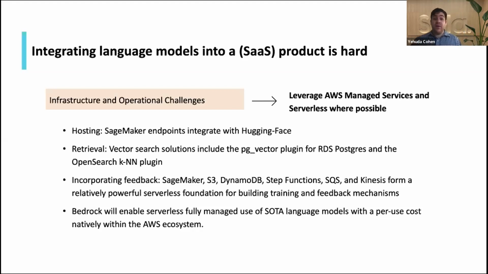For retrieval, you have all your regular full text search solutions, your databases, but you also have vector search solutions. In RDS, Postgres supports the pgvector plugin, which enables you to use your RDS database to store vector embeddings for your documents. And OpenSearch supports its own KNN plugin also for the same purpose.